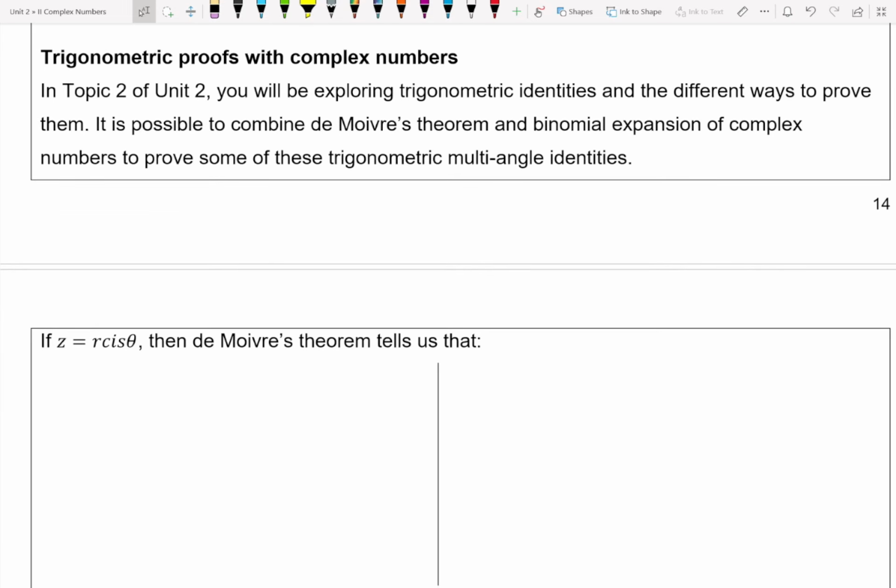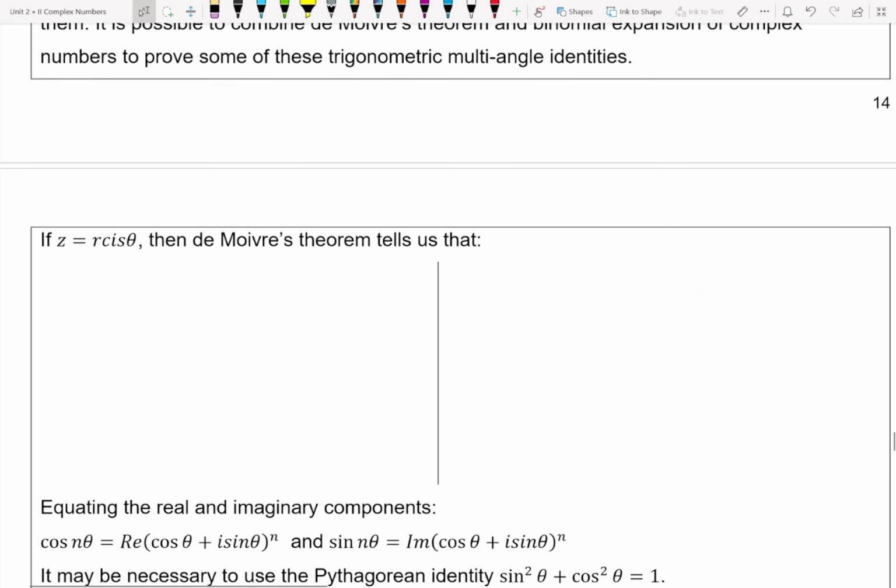So what can we do with this? Well, in topic 2 of Unit 2, we will be exploring trigonometric identities and the different ways to prove them. It is possible to combine de Moivre's theorem and binomial expansion of complex numbers to prove some of these trigonometric multi-angle identities. So if z equals r cis theta, then de Moivre's theorem tells us that z to the n equals r to the n cis n theta.